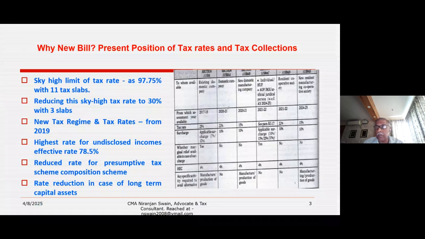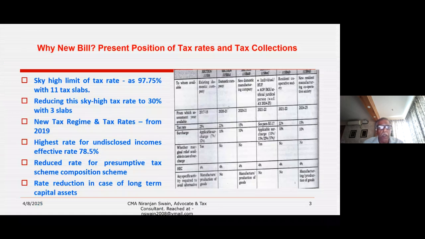I remember 35% perhaps as the slab never came down, particularly in individual and HUF cases. But my point here is that the government tried to reduce the tax rates, from 11 slabs to 3 slabs. 97.75% was the highest slab, and the highest slab is now 30%. And then the new tax regime was introduced.